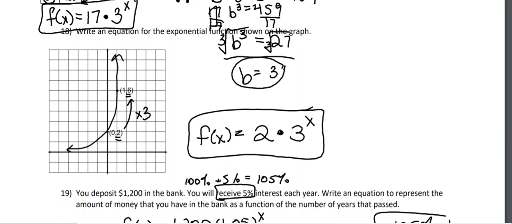So we see the initial value is 2. What did we multiply by to get from 2 to 6? We multiplied by 3. So f of x equals 2 multiplied by 3 to the x power.